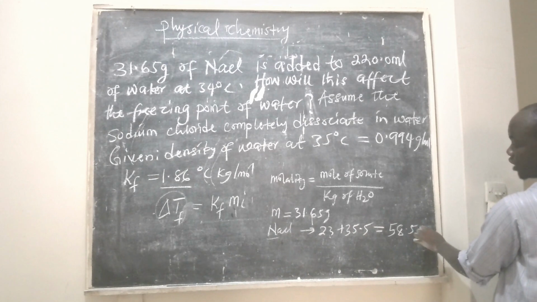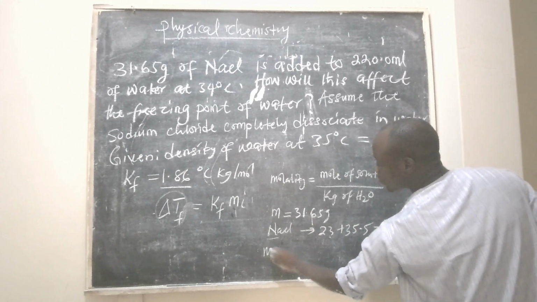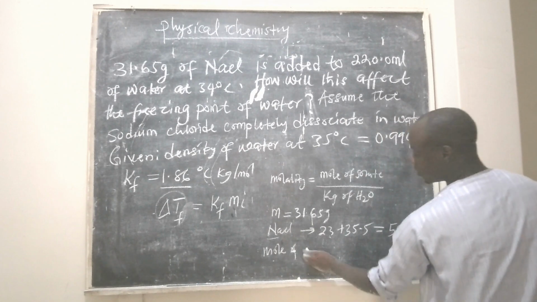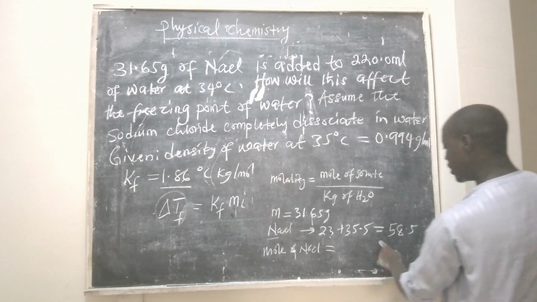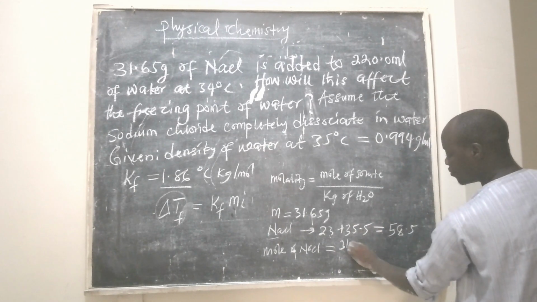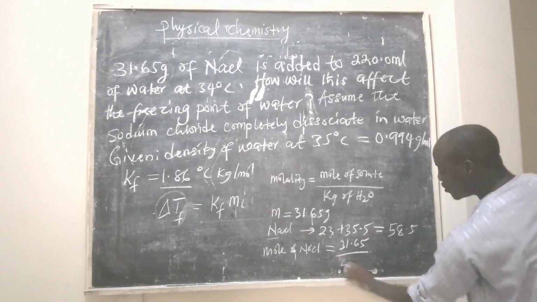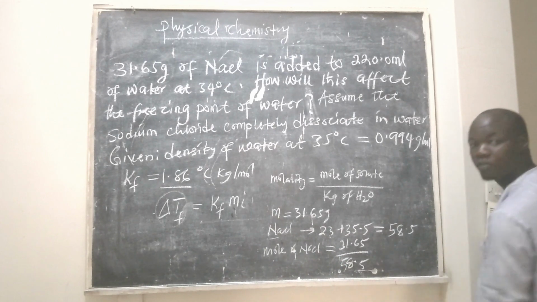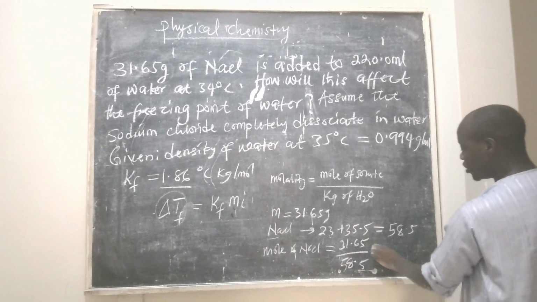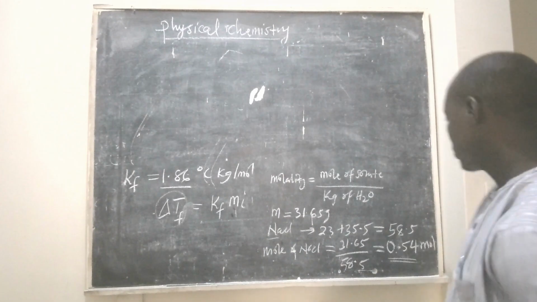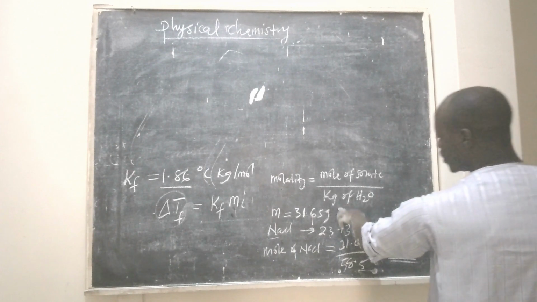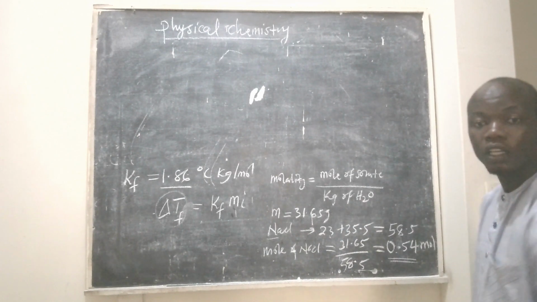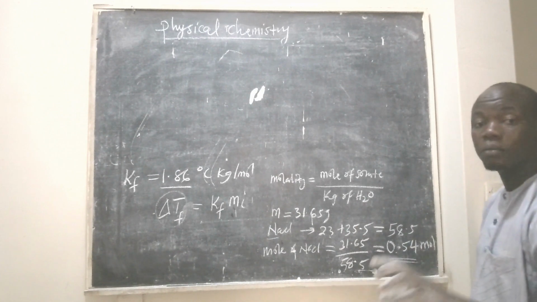So therefore, the moles of sodium chloride is equal to 1.65 divided by 58.5. You now get the number of moles of sodium chloride, which is 0.54 mole. But now the next thing is to get the kilogram of water, that is, the mass of water.